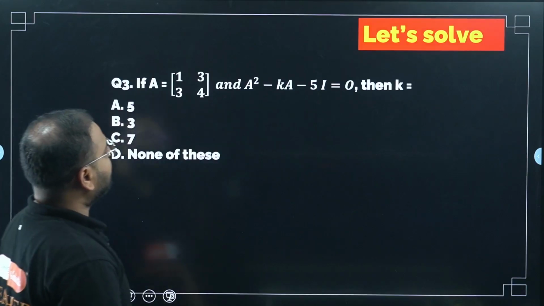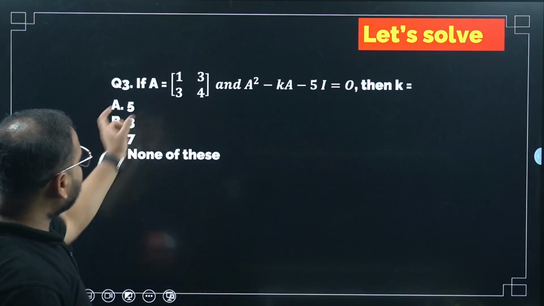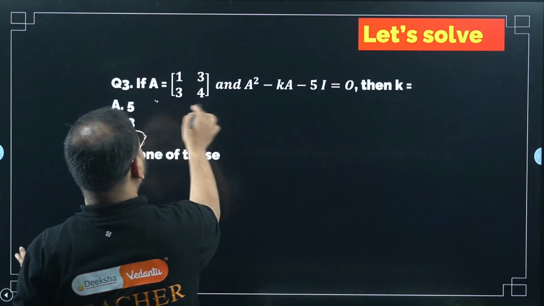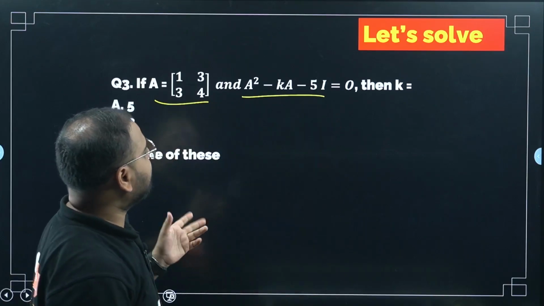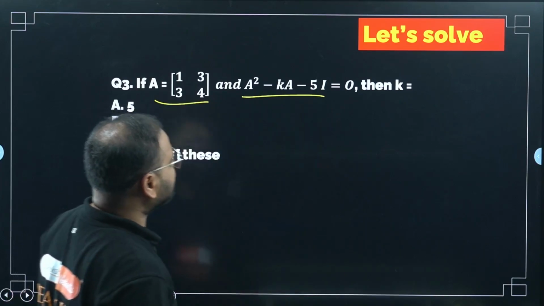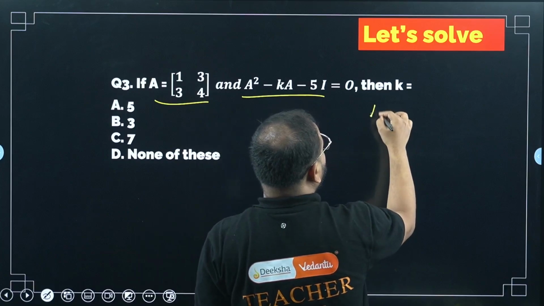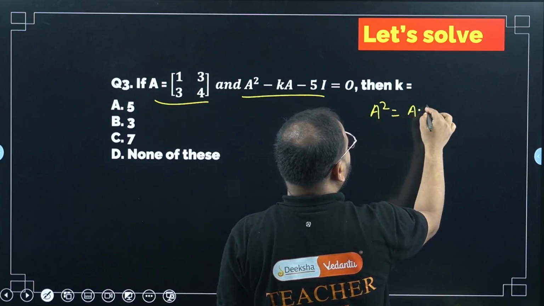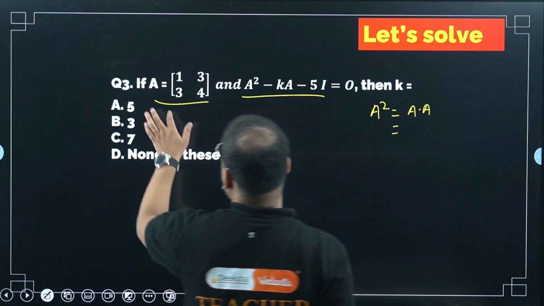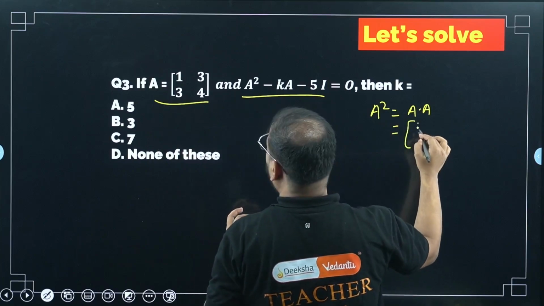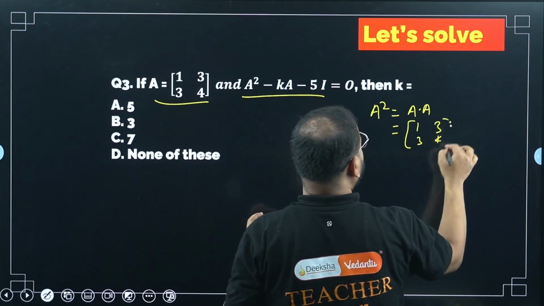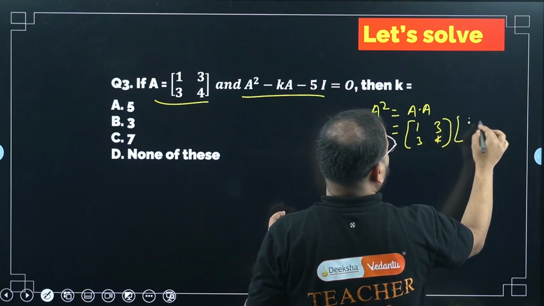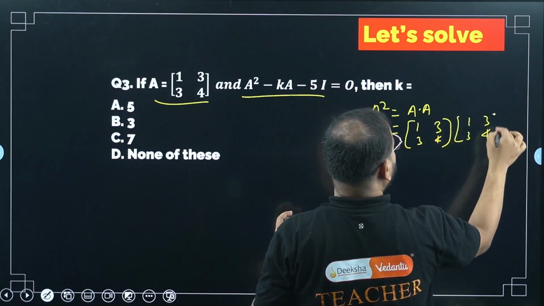Now this one. Matrix A is a square matrix which is given like this. They're saying that this is true. Then find K. We can find A square quickly. How will A square look? A times A. Write the same matrix this way: 1, 3, 3, 4 multiplied with the same thing, 1, 3, 3, 4.